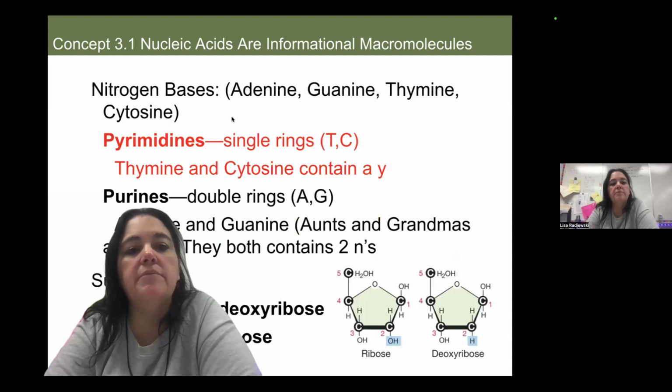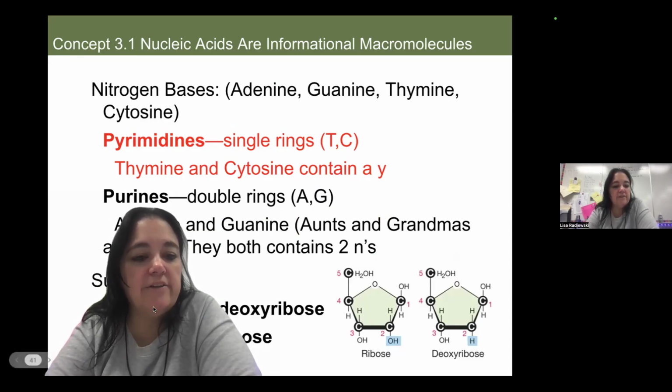There are 4 different nitrogen bases. They are A, adenine, G, guanine, T, thymine, and C, cytosine. We'll learn more about those later. The ones that are thymine and cytosine have single ring structures. Those are called pyrimidines. And purines have a double ring structure, and those are your A and your Gs. This is a way to remember them.